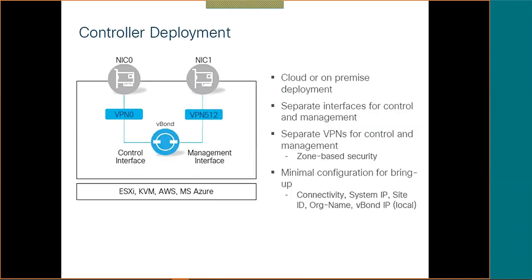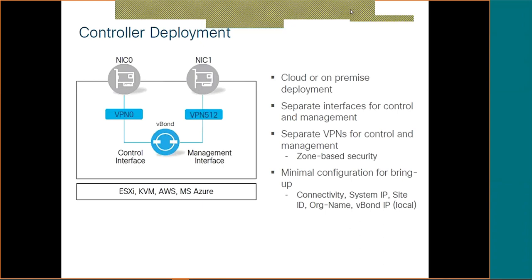So the first deployment will be on the controller, a VM, a vBond. The first example is a vBond cloud on-prem deployment, with separate interfaces for control and management. This virtual machine is initialized with two VM NIC interfaces, and these two interfaces participate in two dedicated VPNs: VRF 0 or VPN 0, and VPN 512 or VRF 512. The control interface is in VPN 0, and the management interface is in VPN 512.